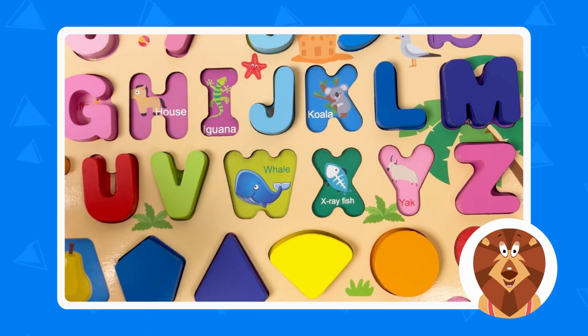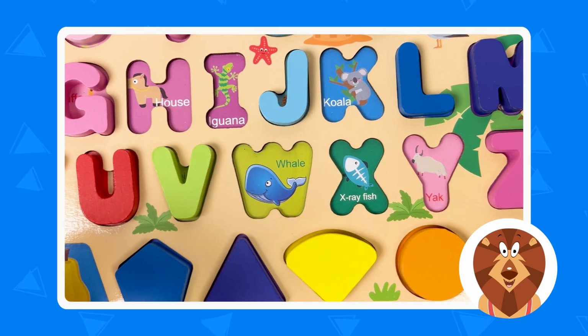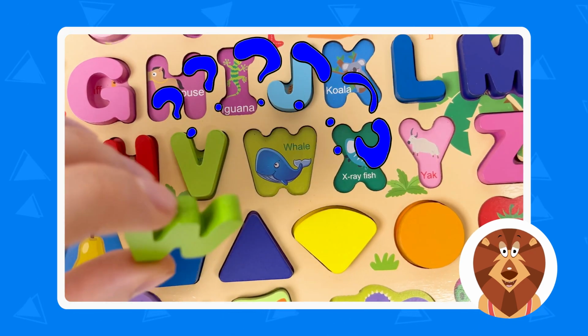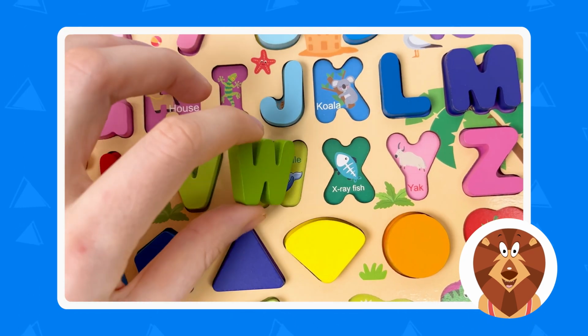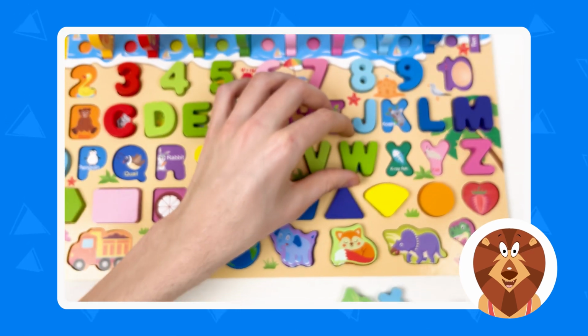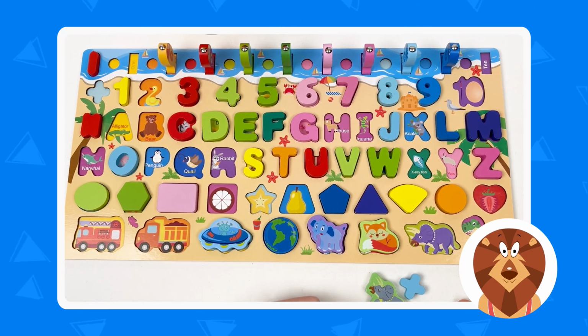Because the whale animal represents the letter W. Can you see it? Yes, it's here. We can put it like this. Great. And let's take the next one.